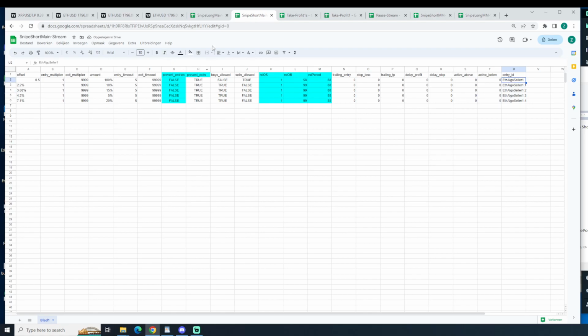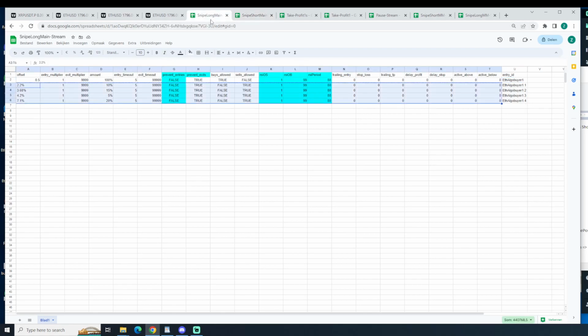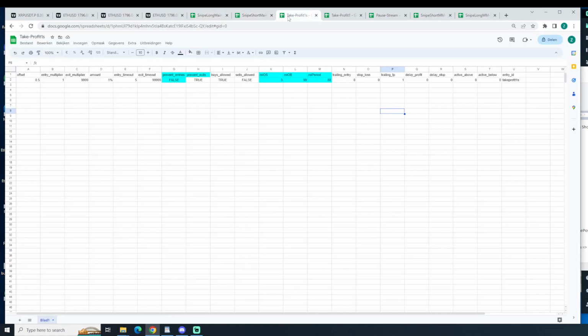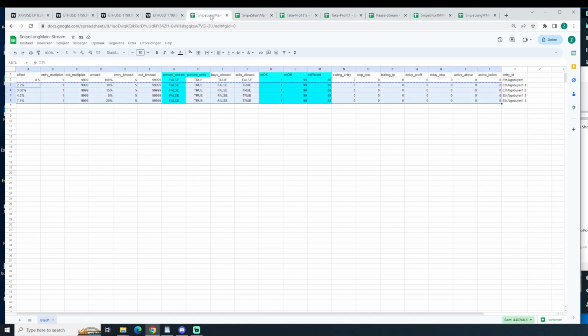Okay, so now we have our snipe long main and our snipe short main completed, and we do not need this take profit one field anymore, right? So these two, we do not need them anymore, and we have put everything into one agent table. So that's this part of the video.